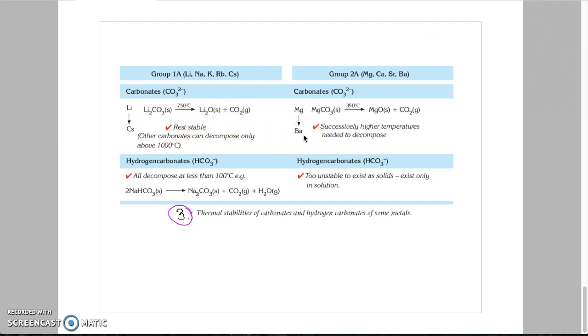But all carbonates of the second A group successfully undergo the decomposition reaction. Also, we need to know that hydrocarbonates of the first A group decompose at less than 100 degrees Celsius, and hydrocarbonates of the second A group are really unstable. That's why they can exist only in solutions.